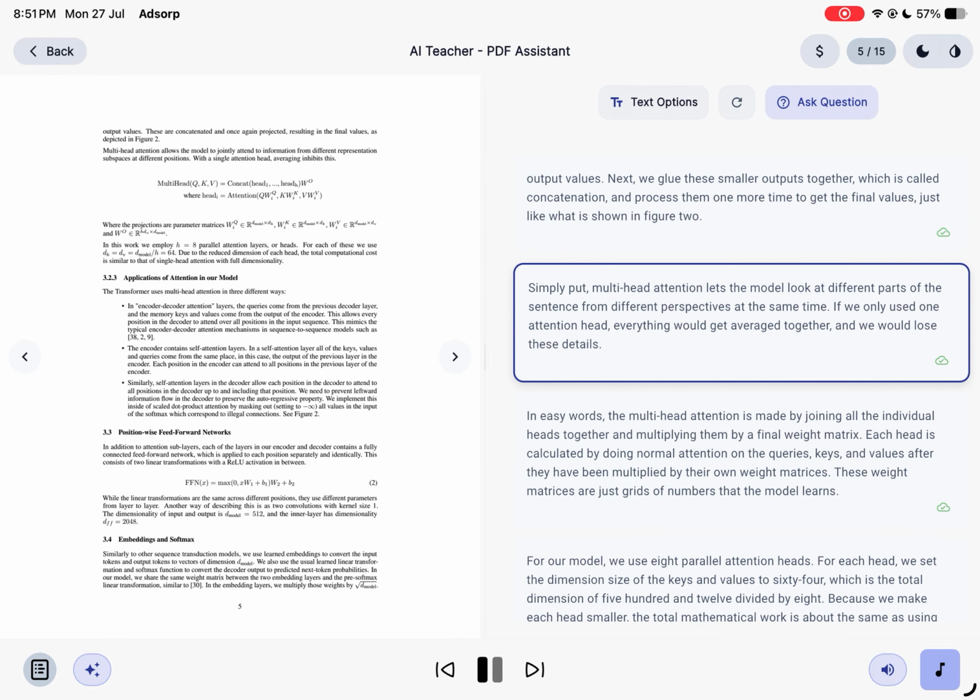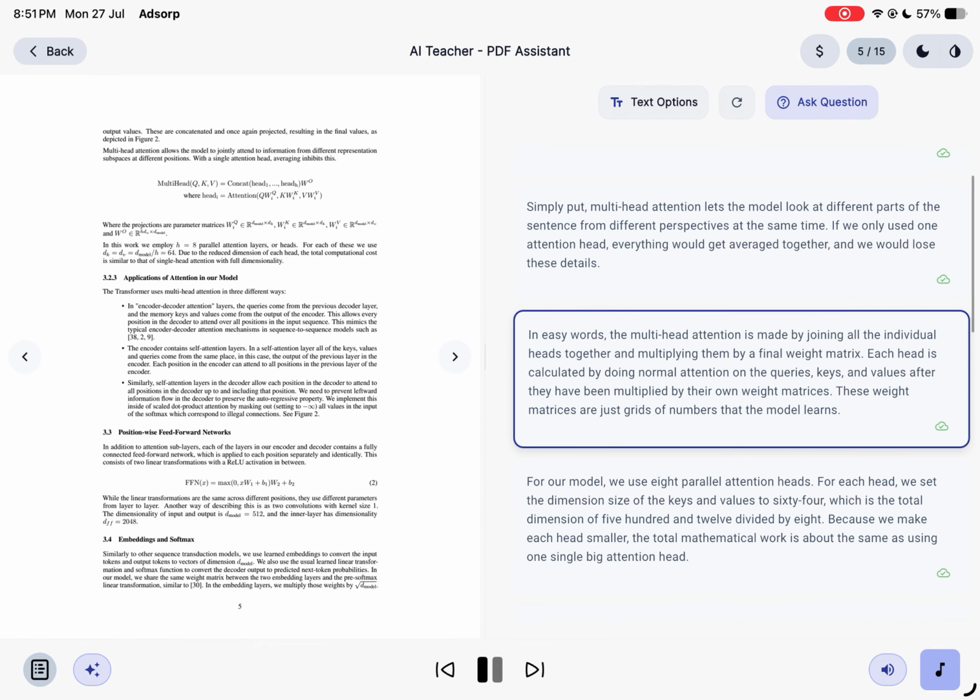Simply put, multi-head attention lets the model look at different parts of the sentence from different perspectives at the same time. If we only used one attention head, everything would get averaged together, and we would lose these details. In easy words, the multi-head attention is made by joining all the individual heads together and multiplying them by a final weight matrix. Each head is calculated by doing normal attention on the queries, keys, and values after they have been multiplied by their own weight matrices. These weight matrices are just grids of numbers that the model learns.